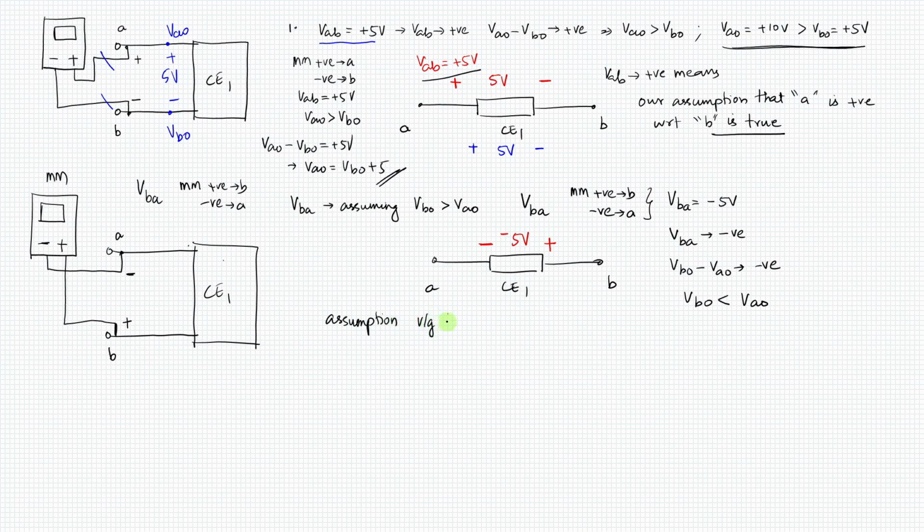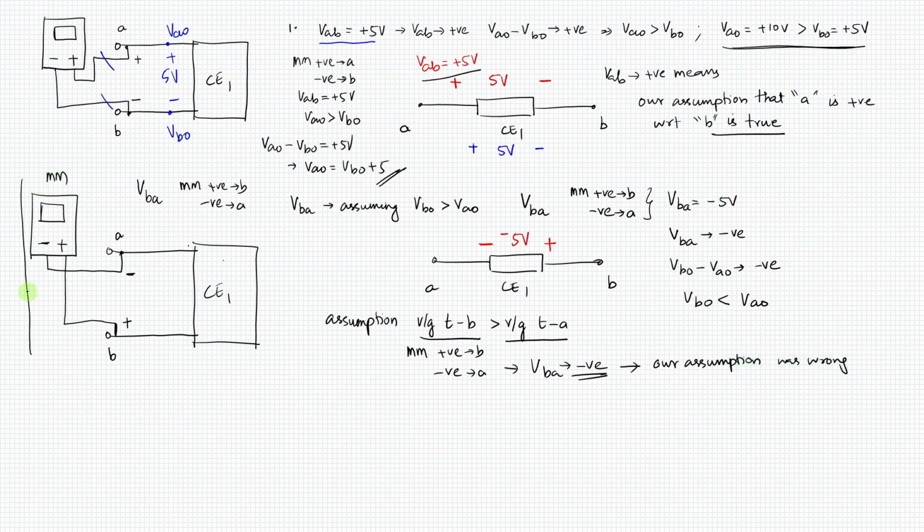that the voltage at the terminal B might be greater than the voltage at the terminal A. Okay, so because of that, you connected the multimeter positive to B and the multimeter negative to terminal A, but you got the voltage VBA to be negative. It means our initial assumption that the voltage at terminal B was greater than the voltage at terminal A is wrong. Our assumption was wrong.